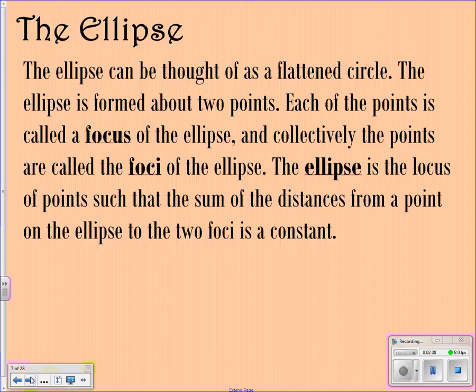Think about a circle. It's the locus of the points that are all the same distance from that center, because they all are your radius, an r, away from the center. Okay, so now the ellipse is going to be the distance from the 2 foci. When you add those together, it's always going to be the same for your ellipse.